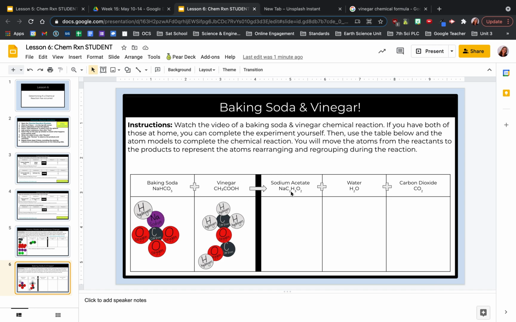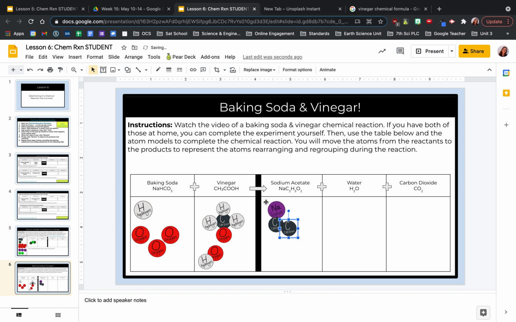The first one that I'm going to build over here is sodium acetate. I see that the chemical formula for that is NaC2H3O2. That means I need to find one Na, or sodium atom, and I find it here in baking soda. I'm going to drag it over here. I need 2 carbon atoms. I'm going to take one from the baking soda, and I'm going to take one from the vinegar.